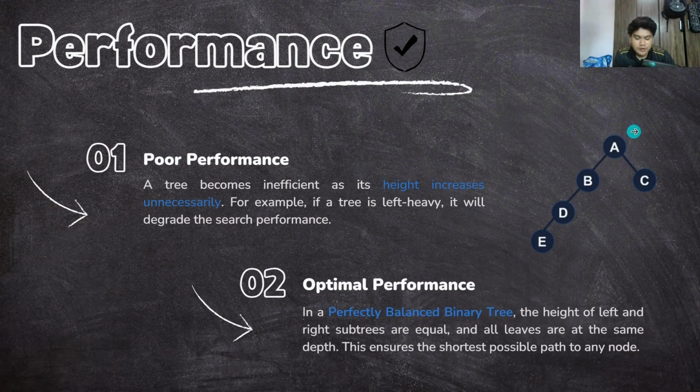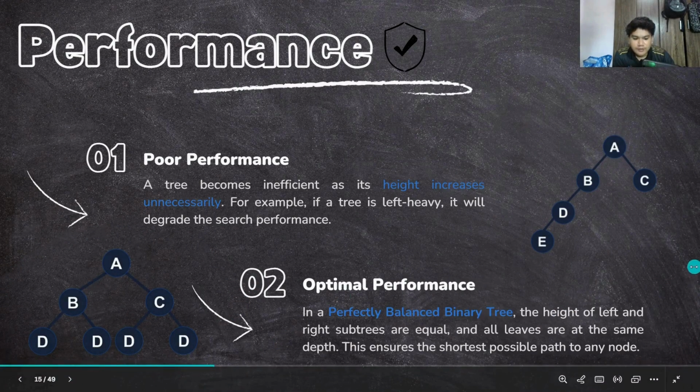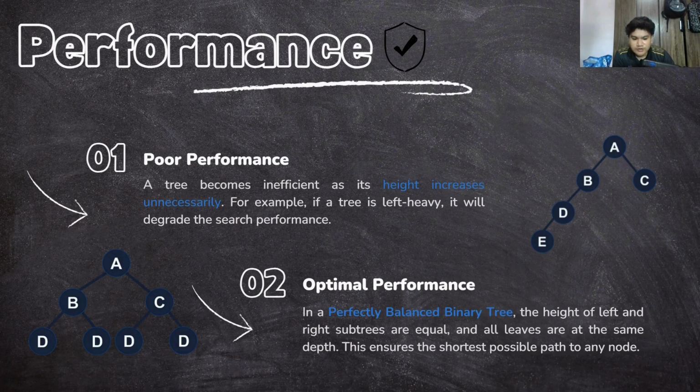Next, to reach optimal performance, we must have a perfectly balanced binary tree. In a perfectly balanced binary tree, the heights of the left and right subtrees are equal and all leaves are at the same depth. So let's look at the diagram here. In the diagram, all the leaves are at the same depth. This ensures the shortest possible path to any node.